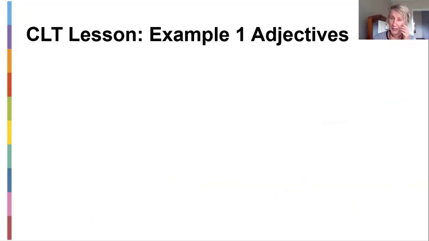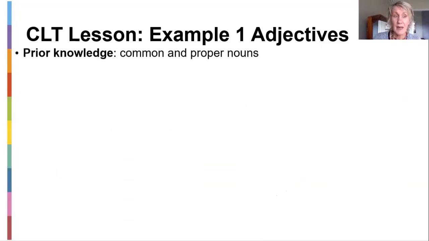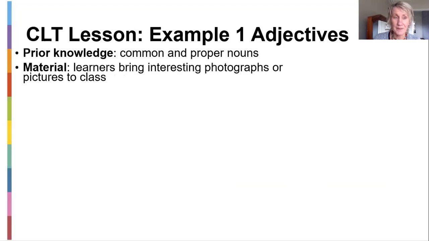Right, I'm going to give you a few examples. I think I've got 5 CLT examples of how you can teach this, the kind of resources you could use to teach adjectives, for instance. Your prior knowledge would be that they should know what a common and a proper noun is, naming words. The materials: they must bring a photograph or a picture that they find interesting to class. If they don't have one, you can give out a whole pile, but try and get them to bring something quite personal.